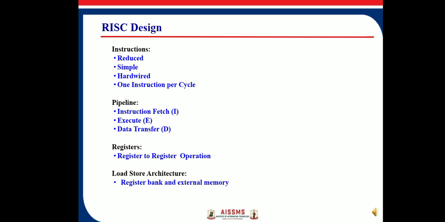The third design consideration is registers. Register to register operations are preferred in RISC processor. RISC processors have a large number of general purpose registers, and they use efficient compiler technology to optimize register use. It is the most important characteristic of RISC processor. This architecture encourages the optimization of register use so that frequently accessed operands remain in a high speed storage.